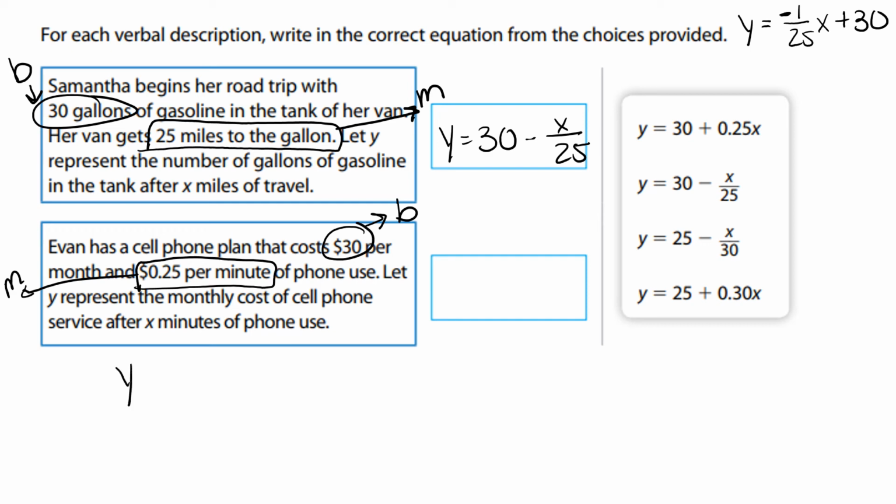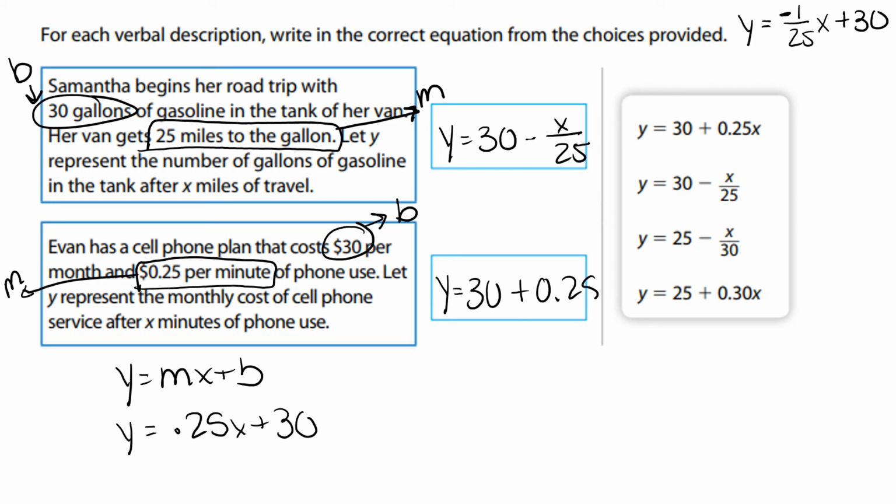We would set up the equation as y equals mx plus b. So that would mean we'd have y equals 0.25x plus the 30, which is going to be, even though they've written it backwards, y equals 30 plus 0.25x. Even though they're written backwards, they're the same equation.